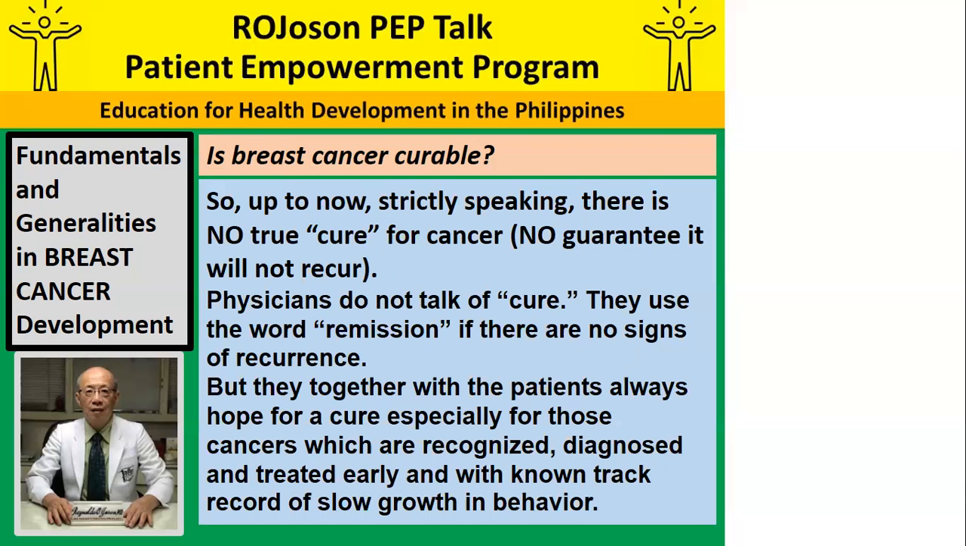Physicians do not talk of cure. They use the word remission if there are no signs of recurrence. But the physicians, together with the patients, always hope for a cure, especially for those cancers which are recognized, diagnosed, and treated early with a known track record of slow growth in behavior.